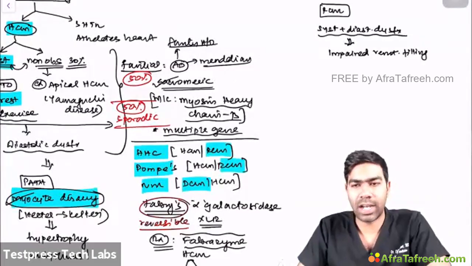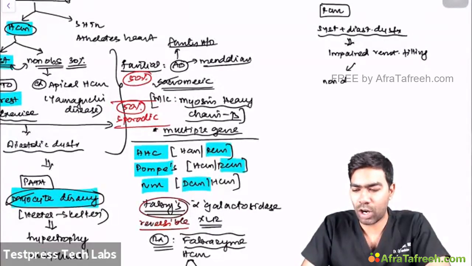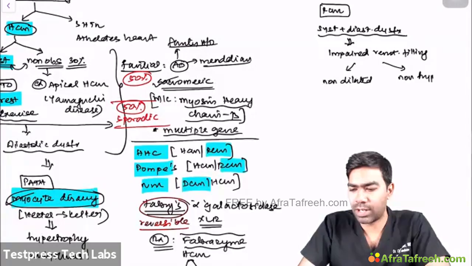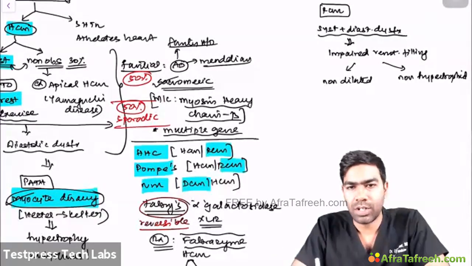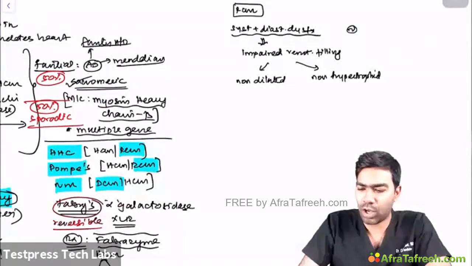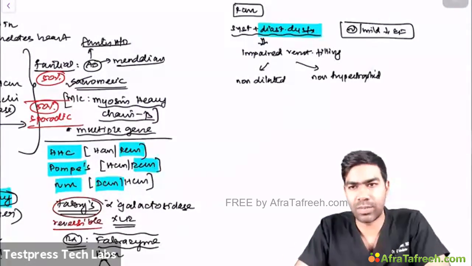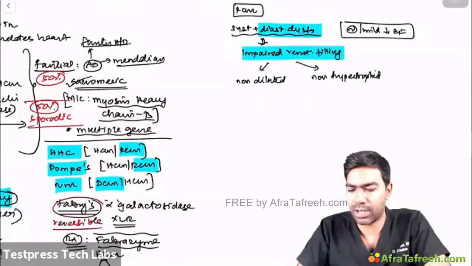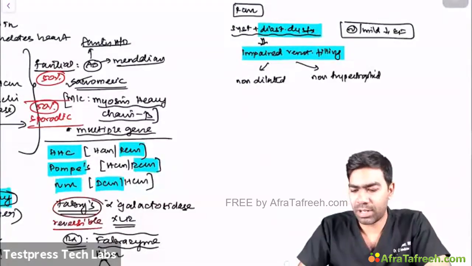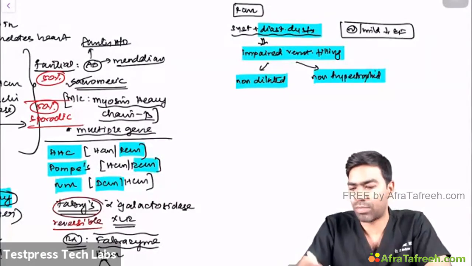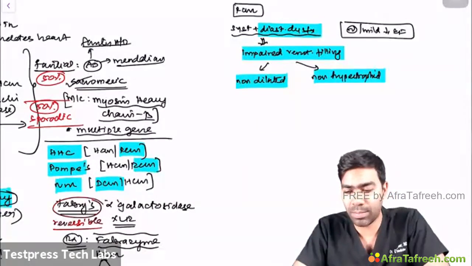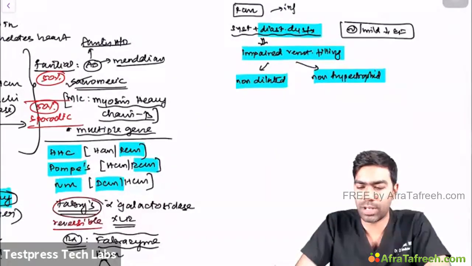Impaired ventricular filling happens in the setting of a non-dilated ventricle, and in the setting of a non-hypertrophied ventricle as well. This is the exact definition of an RCM. They will usually have a normal or only a mild decrease in the ejection fraction, which means there is no prominent systolic dysfunction. So the diastolic dysfunction will be prominent, with impaired ventricular filling in the setting of a non-dilated and non-hypertrophied ventricle. That's all.